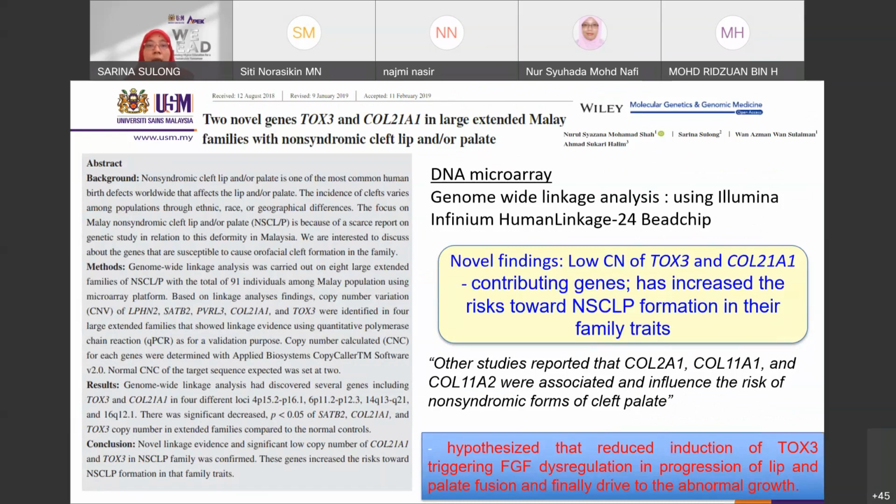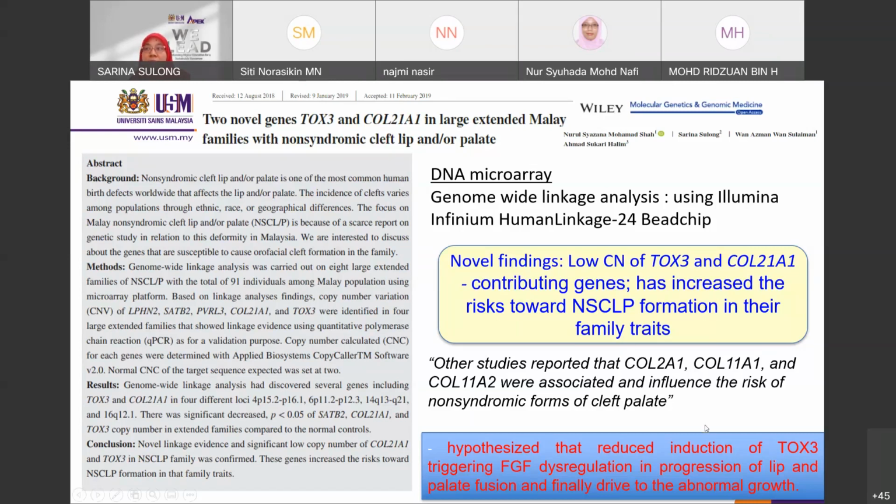Our genome-wide linkage analysis also found copy number variations of 5 genes in 4 large extended families that showed linkage evidence, using qPCR for validation purposes. Our novel findings also revealed low copy number of TOTS3 and COL21A1, which may represent contributing genes and increase the risk toward non-syndromic cleft lip and palate formation in the family trees.